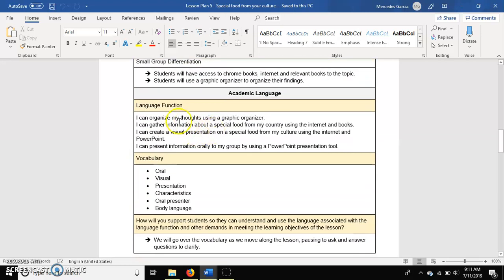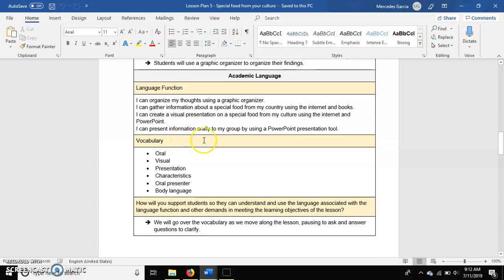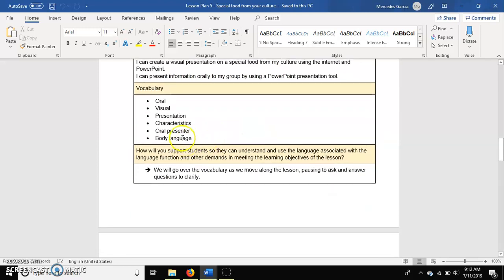The language functions are: I can organize my thoughts using a graphic organizer. I can gather information about a special food from my country. Using the internet and books, I can create a visual presentation on a special food from my culture using the internet and PowerPoint. I can present information orally to my group by using a PowerPoint presentation tool.